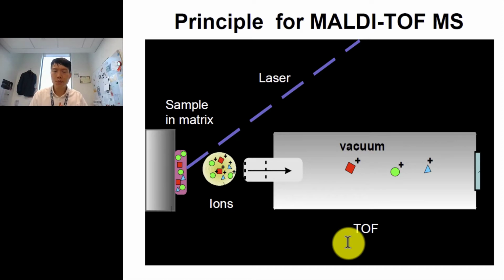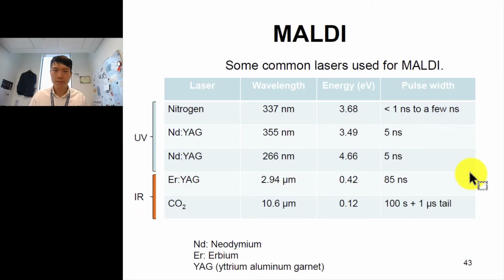And the principles for this MALDI-TOF, time of flight mass spectrometry. So from MALDI, the sample is ionized, the laser shoots it, the sample goes over, ionized, in vacuum, time of flight, let them fly, detected.